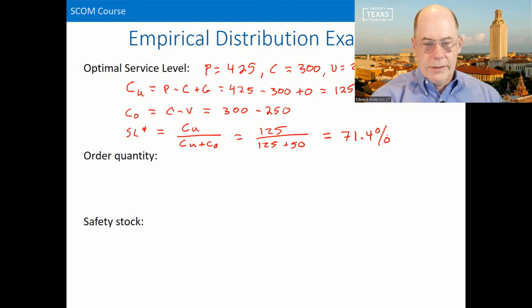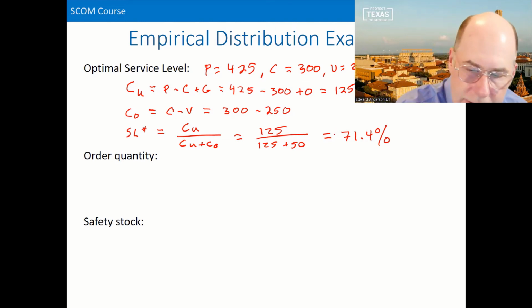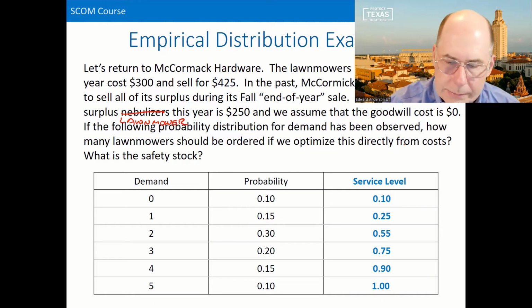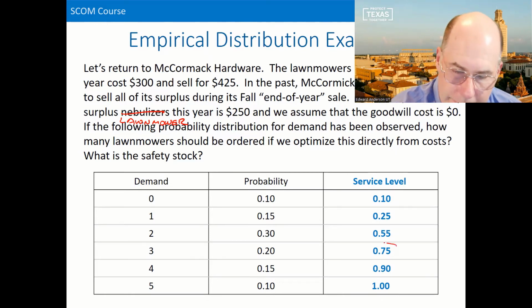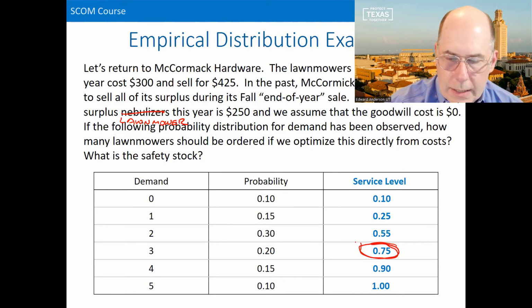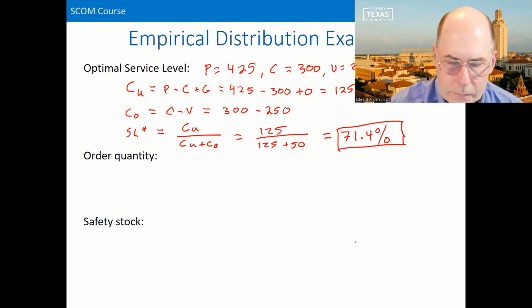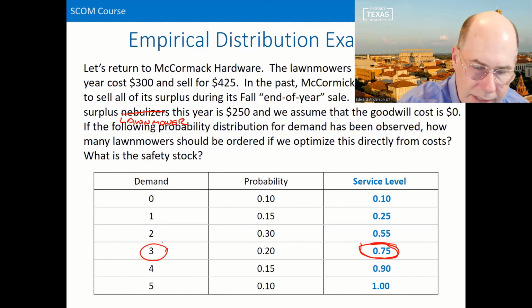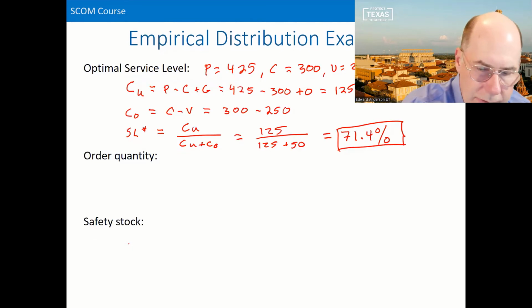Okay, so we now know what our optimal service level is. Let's see how many we should order. So we'll go back and look at these service levels. And there is no 71.4%. So we'll just go with the closest one. And then if we do that, as a reminder, that means 3. So that means our order quantity is 3.